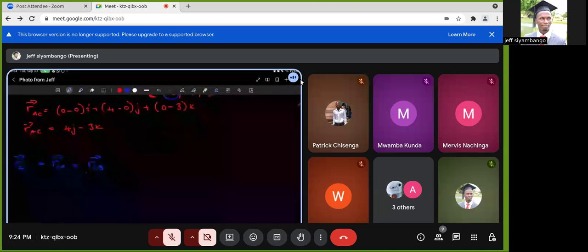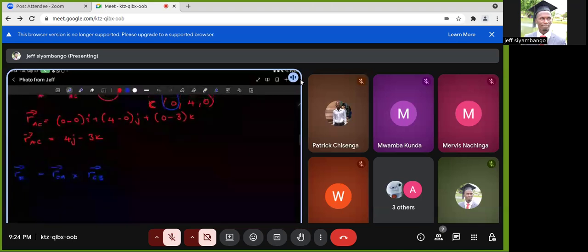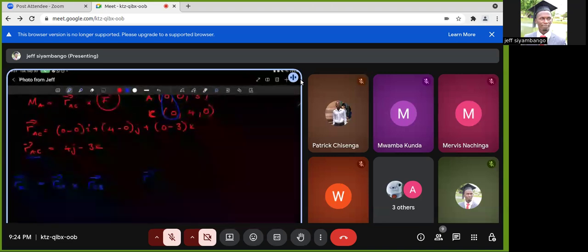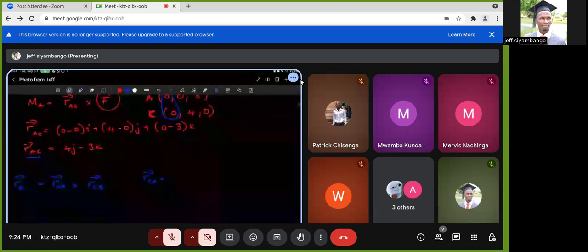So I need these two displacement vectors. Luckily, we already have R_AC. R_CA is the opposite of that by sign at least, or you can obtain it the standard way, but you still find that R_CA will be minus. So we now just need to find R_CB.